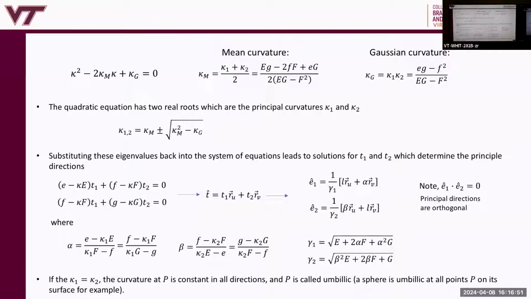The Gaussian curvature is the product of the two principal curvatures. If you go back to the definition of the first and second fundamental forms, you'll find that it's (eg minus f squared) over (EG minus F squared). We'll use this a lot in this lecture today. So once you have kappa G and kappa M, you can use the quadratic equation to find the two roots, which are the principal curvatures, kappa 1 and kappa 2.